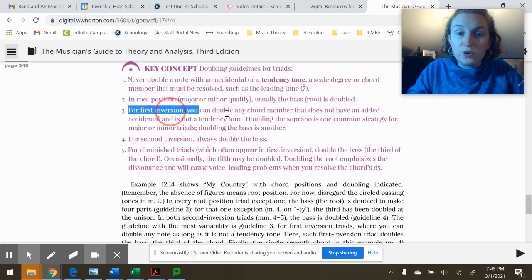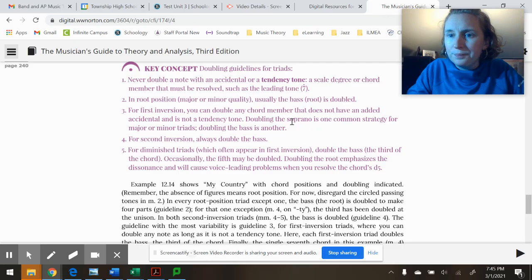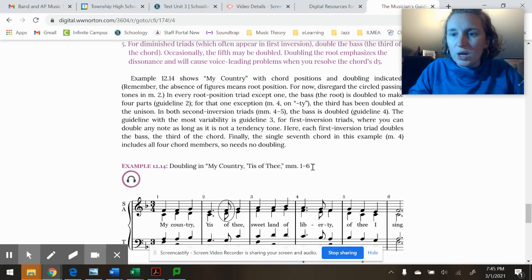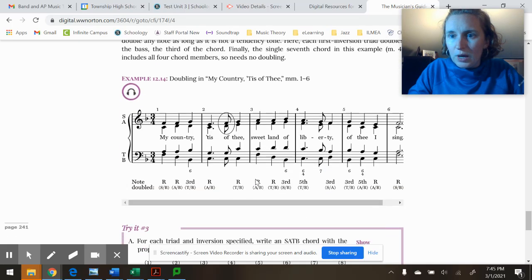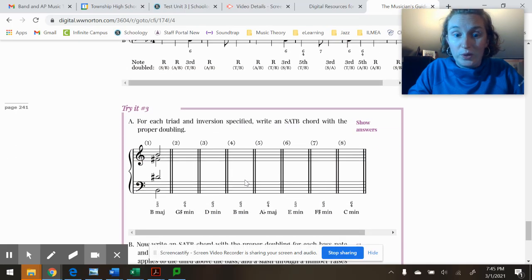So for first inversion chords that aren't diminished, you can double whatever you want. For root position chords, second inversion chords, and diminished chords, whether in first inversion or otherwise, double the bass note. Okay? Again, keep in mind that we don't double the leading tone, but that should help. All right. Those should be most of the happy rules that you need to keep in your brain when we do some practicing in class on Wednesday.